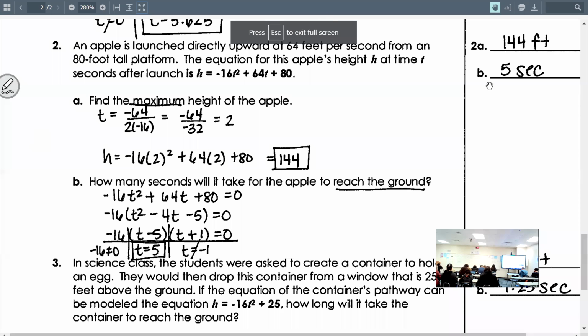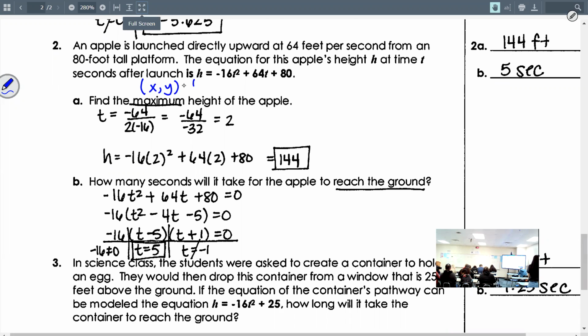All right, so if you got number 2 right, you should have had 144 feet for the maximum height and 5 seconds for the ball to reach the ground. And in Desmos is probably how you did it, because I haven't shown you any other way yet. But just remember, for the maximum height, we're looking for the vertex. And they arrange it in the order t comma height. So for maximum height, we're looking for the y of our vertex, which you can easily do with a graphing calculator.